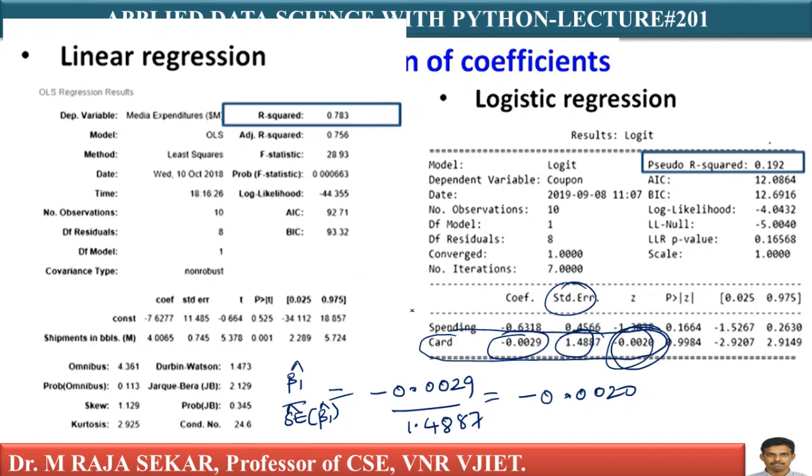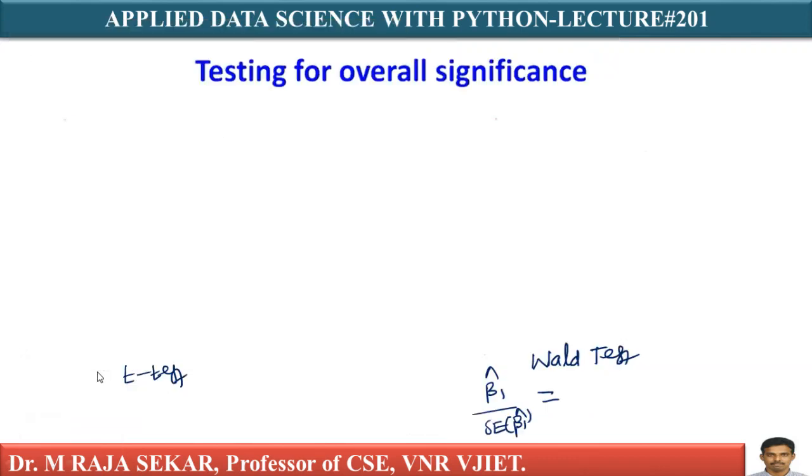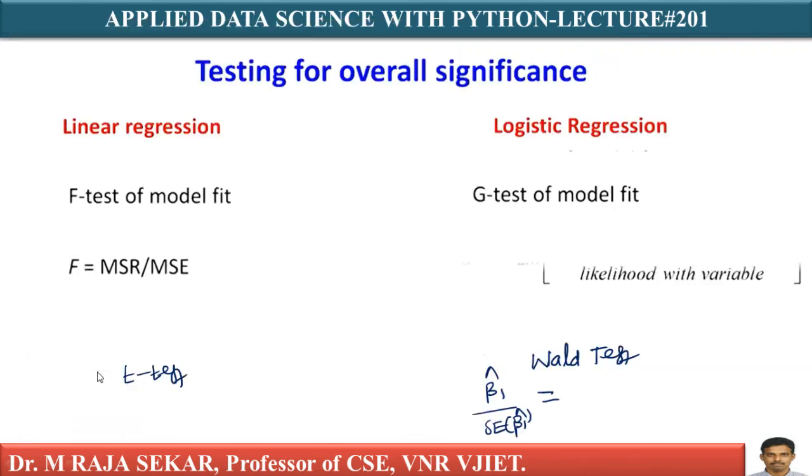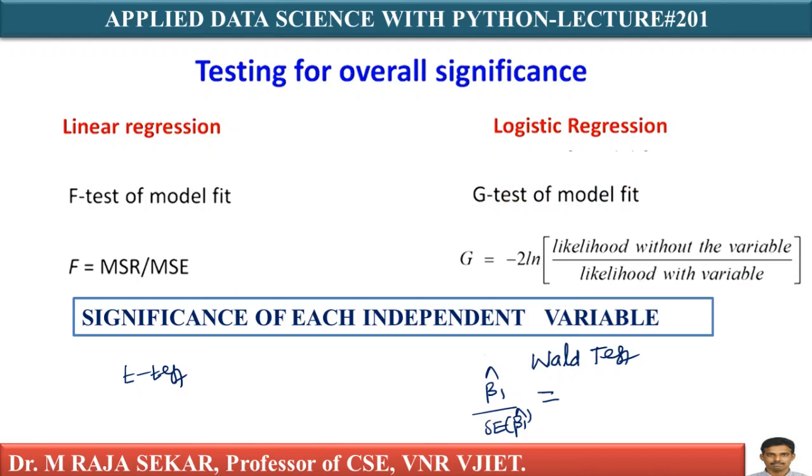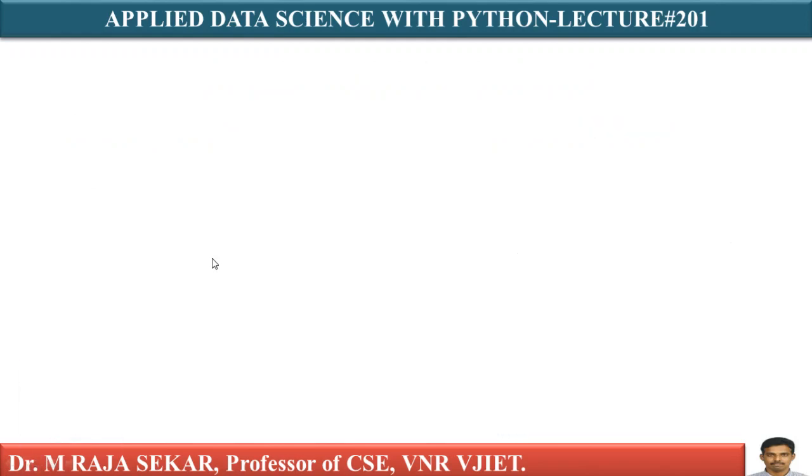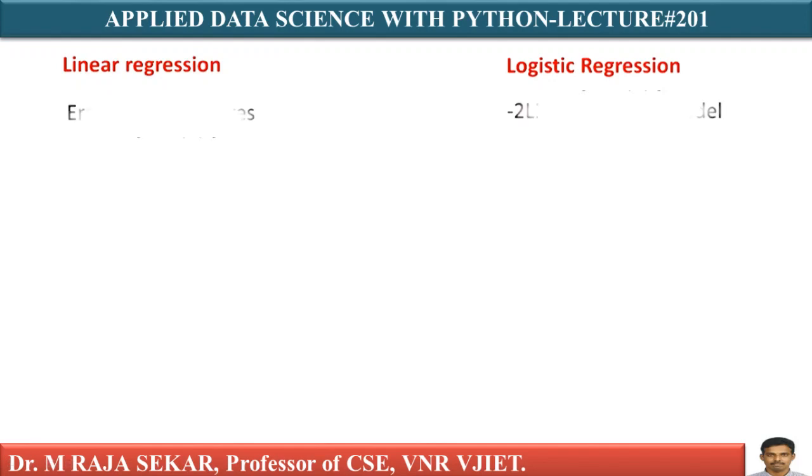In similar manner, I can apply Z test for the spending variable. Spending variable is another independent variable. I already discussed this in the previous lecture, just I am repeating. There is a Wald test corresponding to t-test. In the case of linear regression, we say we have t-test, whereas in the case of logistic regression, we say we have z-test. That is also known as Wald test.